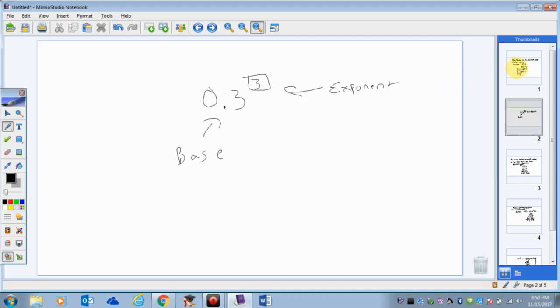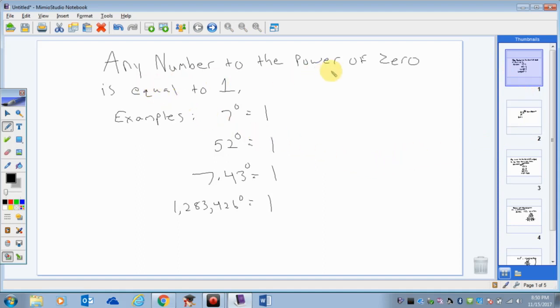So coming up to the first screen over here, any number that has a power of 0, when I say power of something, I mean that's what exponent it is to, is equal to 1. So 7 to the 0 power, 7 exponent 0 is 1. 52 with an exponent of 0 is 1. 7 and 43 hundredths with an exponent of 0 equals 1. So any number with an exponent of 0 is going to equal 1.